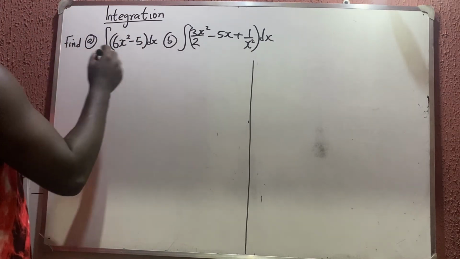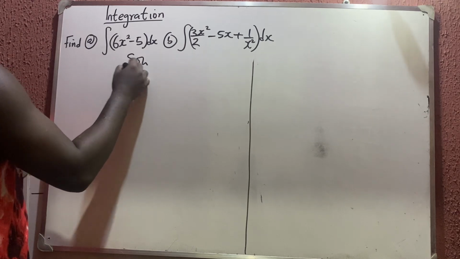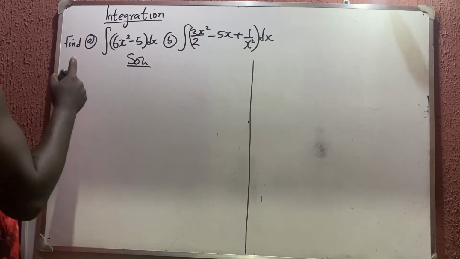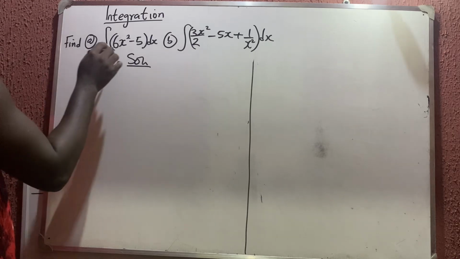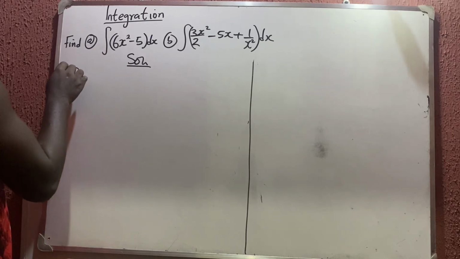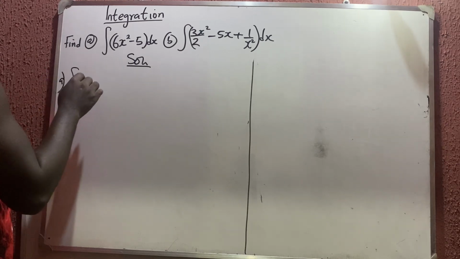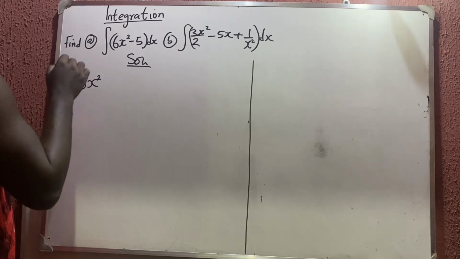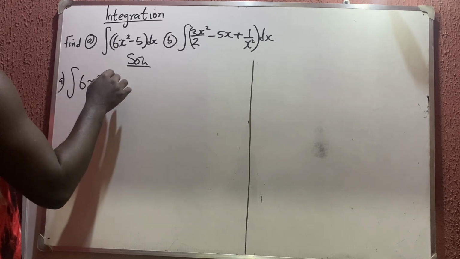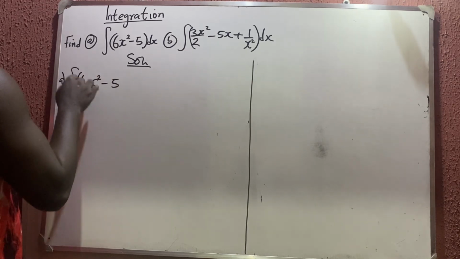All right. Now this question is a very simple integral question. This is elementary calculus. We are asked to find the integral of, let's start with a, the integral of 6x squared minus 5x minus 5 dx.